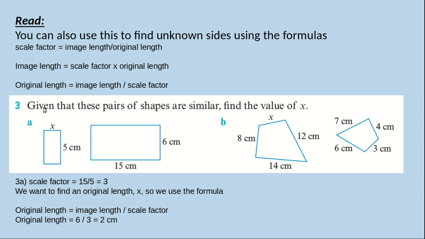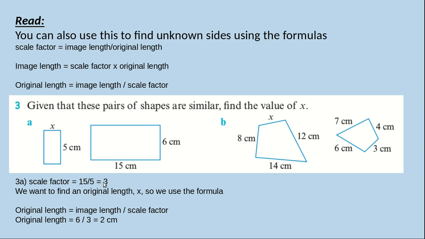So have a look at question 3 here. Given that these pairs of shapes are similar, so they're not asking if they're similar, they're telling us they are similar. But if they're similar, find the value of x. So the first thing we're going to do is find the scale factor. So we're going to take a pair of sides that we know. So we've got this longer side here, and we know both of those. We've got 15 and 5. So we use our formula, scale factor equals image length divided by original length, which gives us a scale factor of 3. So that's what we know.